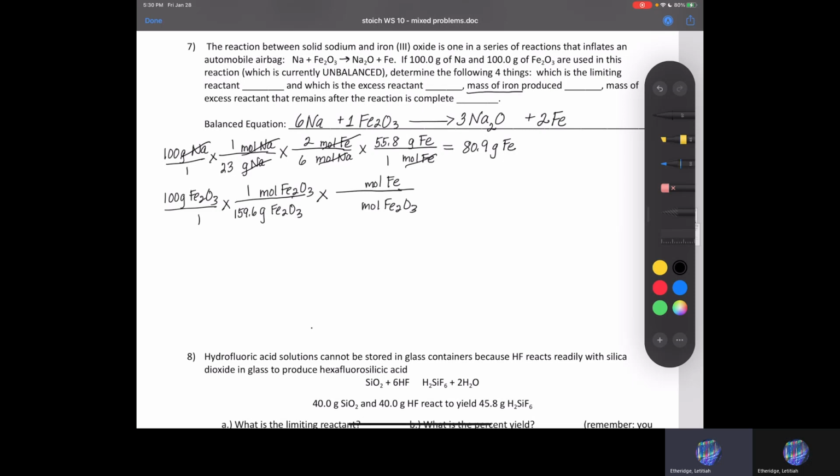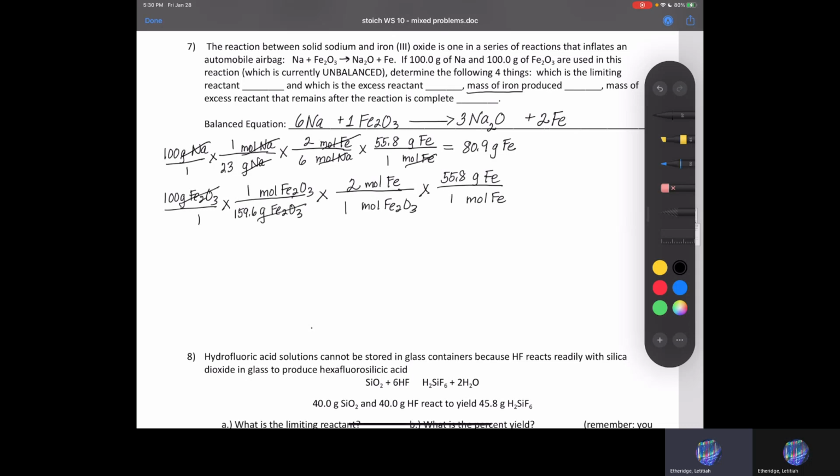Mole of iron 3 oxide, and I need mole of what I'm going to, which is iron, on top. Look at your balanced equation. It is going to be in a 2-to-1 relationship. And then I have mole of iron in the numerator, so I need mole of iron down here in the denominator, and I'm going to go with my gram of iron on top. I end up with 55.8, and that's 1 mole, okay?